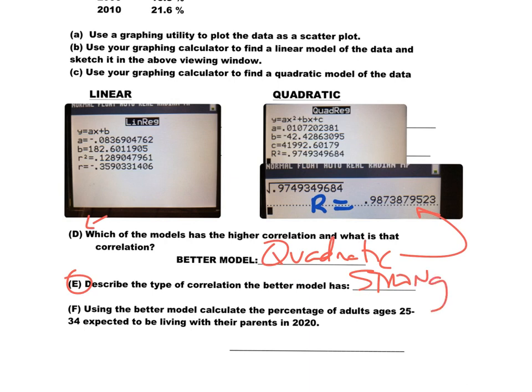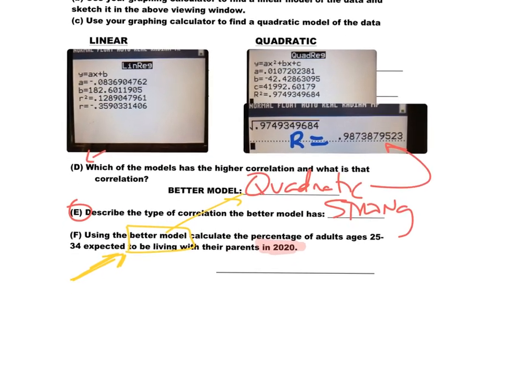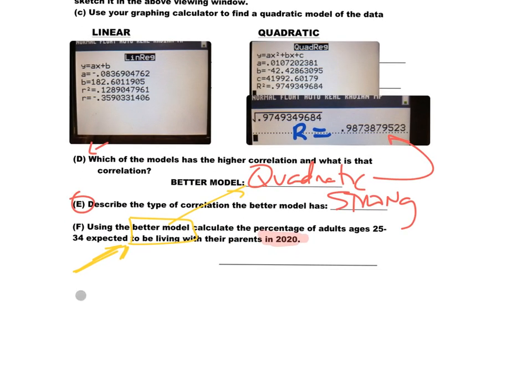And now what we want to do is answer the question using the better model. So using now the quadratic model, calculate the percentage of adults aged 25 to 34 expected to be living with their parents in the year 2020. So what we're going to now do is go to second and then window. We want to go to the table setup feature of the calculator.